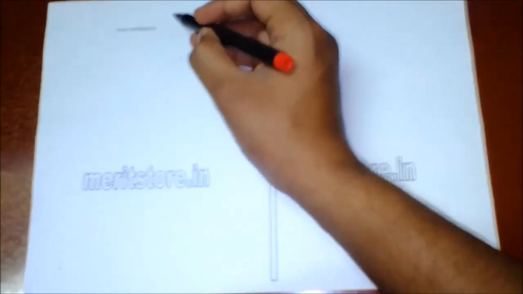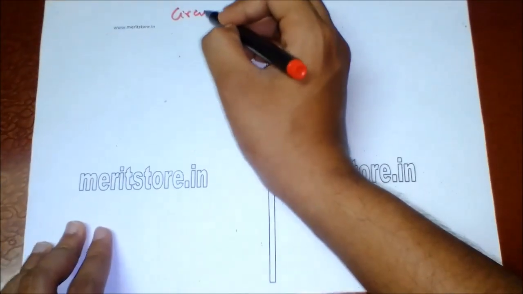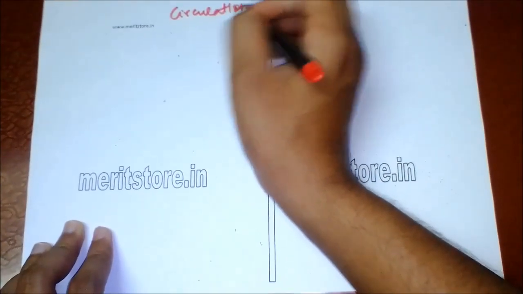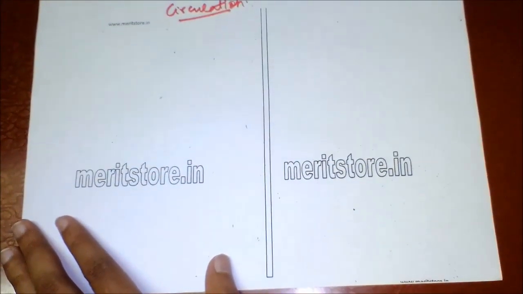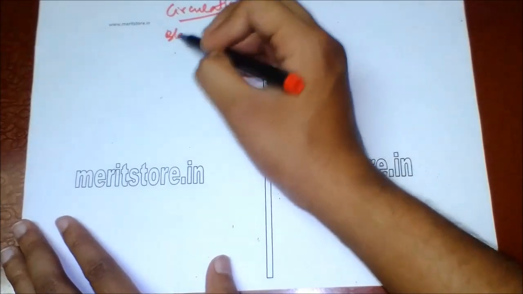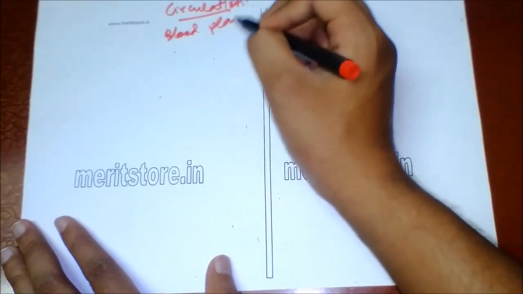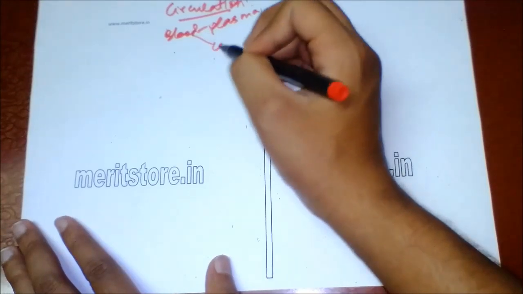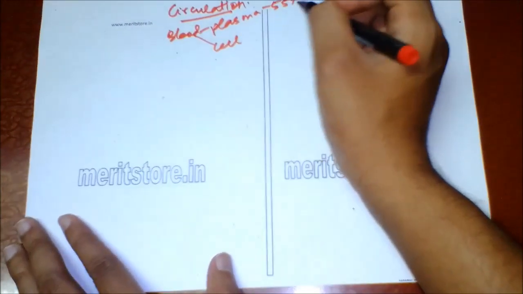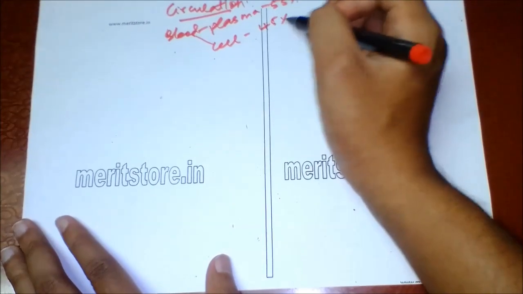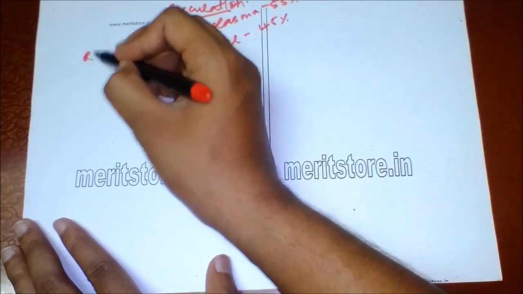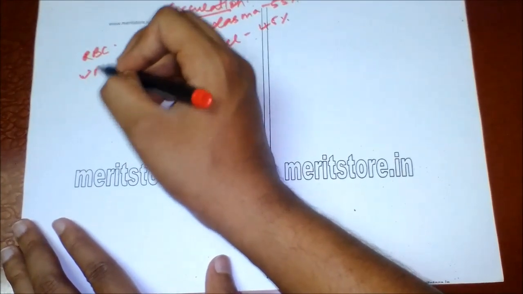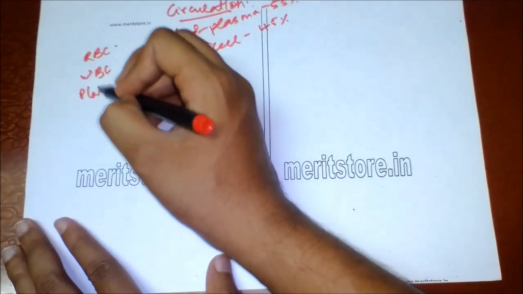In this particular video, we'll deal with the chapter circulation, what we will have to refer for the last moment revision in circulation chapter. So circulation consists of blood, plasma and cells. Plasma constitutes 55% and cells consist of 45%. The different types of cells present are RBC, that is erythrocytes, WBC which are leukocytes, and platelets which are thrombocytes.